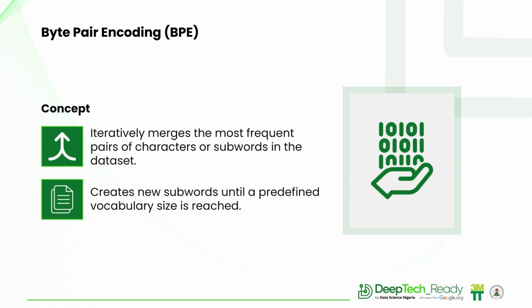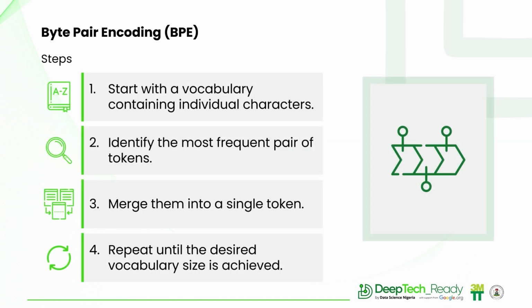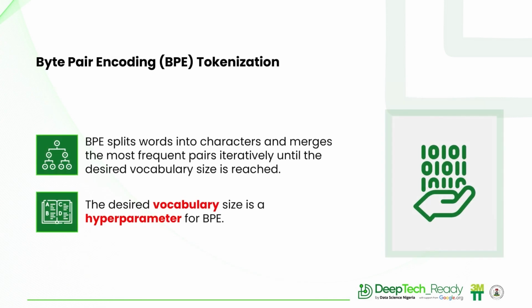More formally, these are the steps of byte pair encoding tokenization. The first step is to start with a vocabulary that contains individual characters, and then we identify the most frequent pair of tokens. We then merge them into a single token. We keep on repeating this until the desired vocabulary size is achieved. When working with BPE, the desired vocabulary size is usually a hyperparameter, so you're the one to set it before training starts.